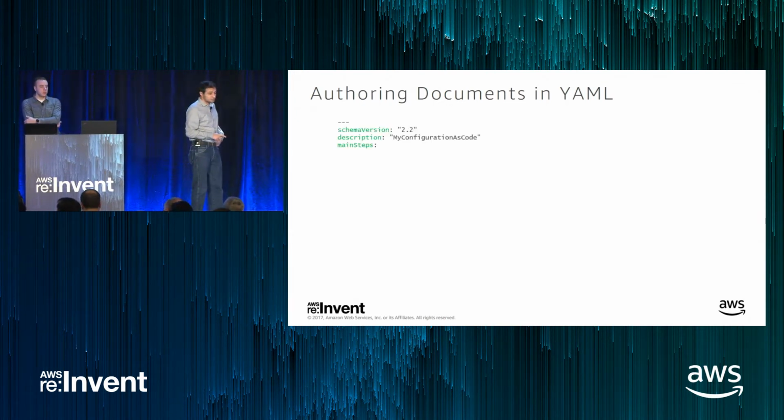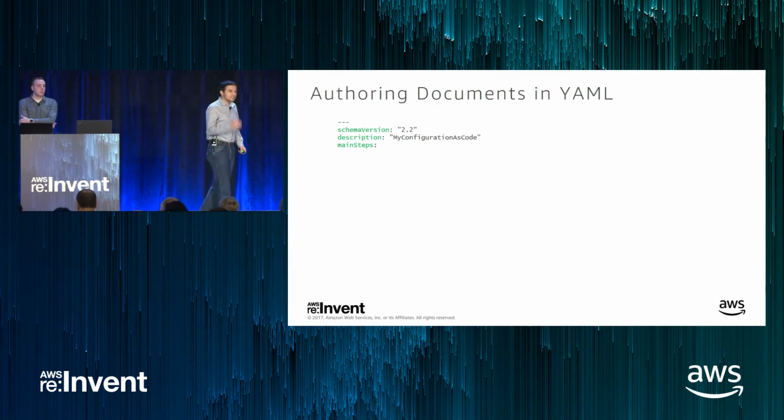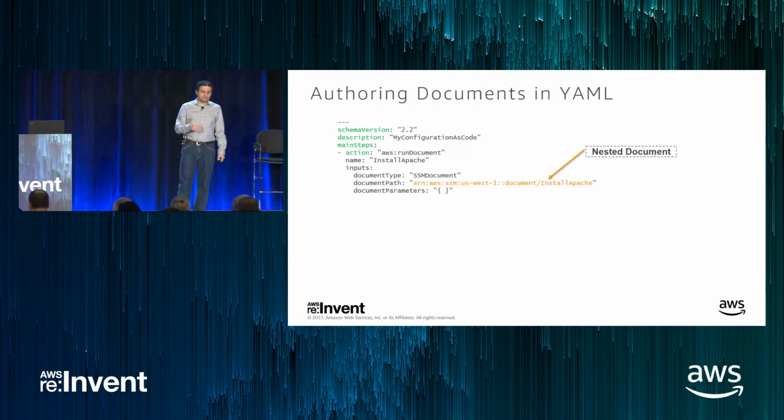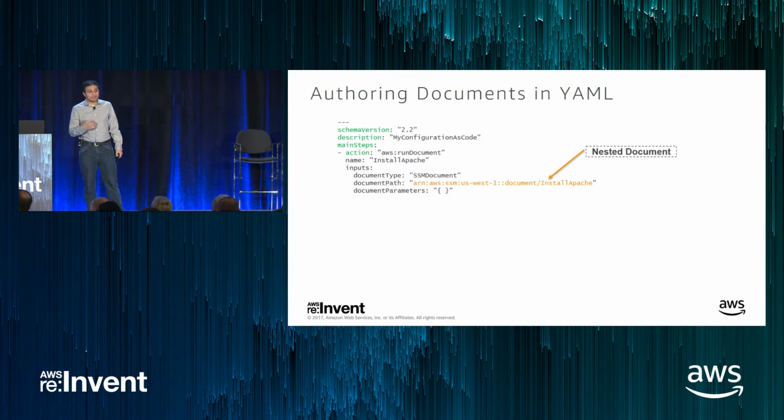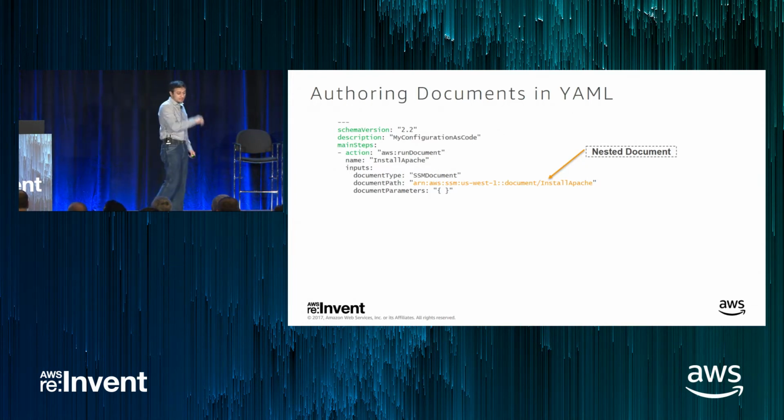The first thing you'll see is that every document has a version. This helps you with compatibility and revving documents. There's a description, which is just a quick overview of what the document does. And then it has a series of steps. For example, in this case, the first step is of type run document, it has a name, and it has a number of parameters or inputs that the step takes.